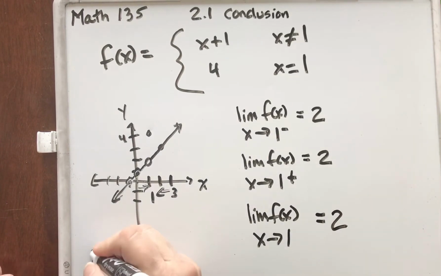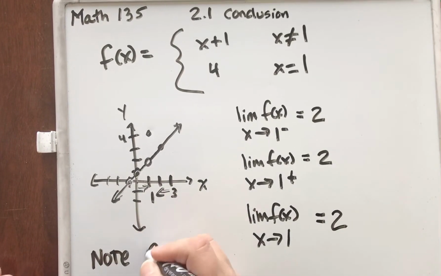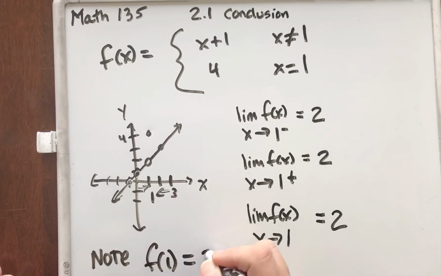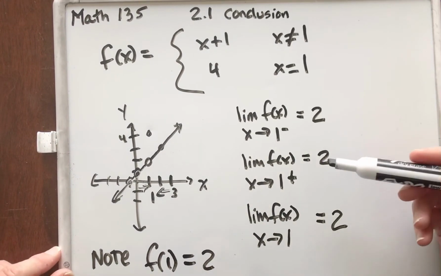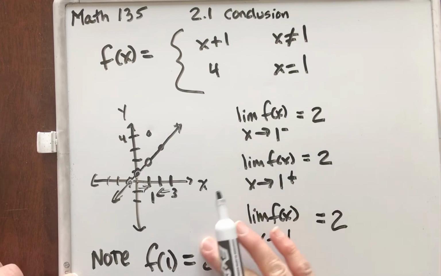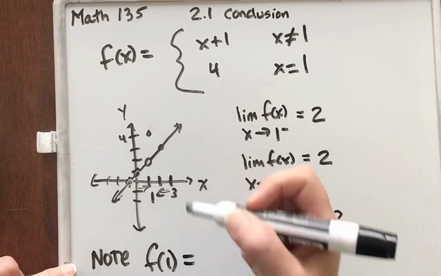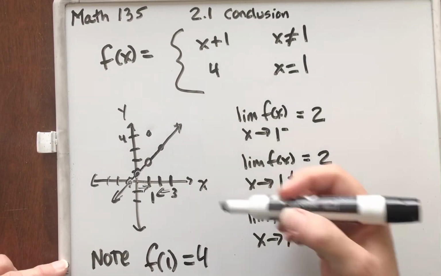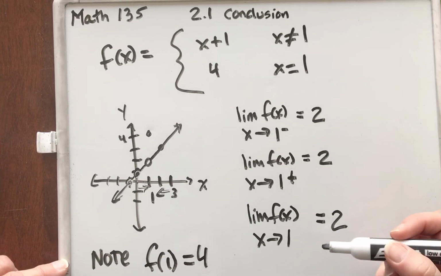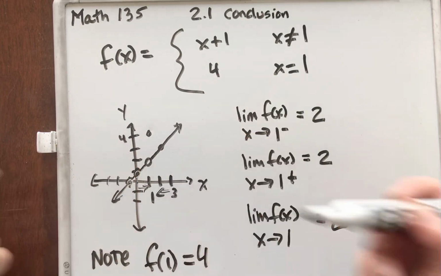Even so, I'm going to say note, f of 1 equals 4. But the limit as we approach 1 is 2. F of 1 equals 4. But the limit, as we get close to 1, it's approaching 2.